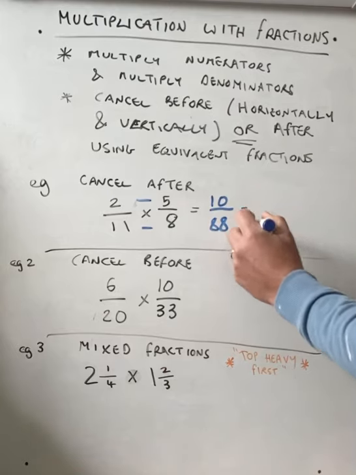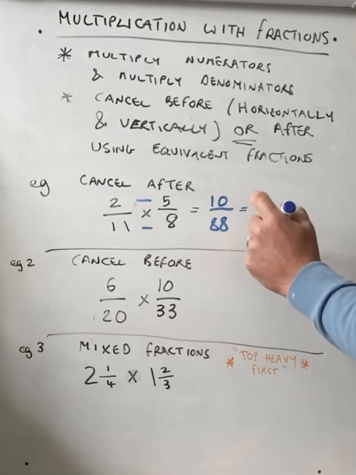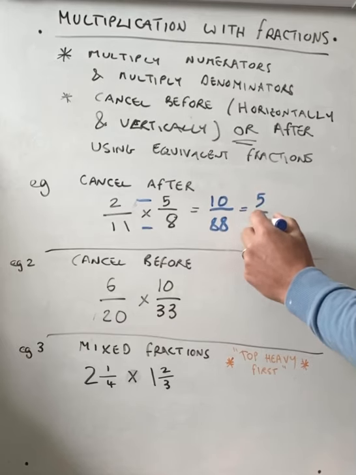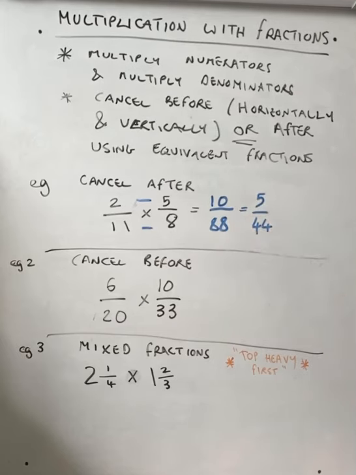And if we simplify that, we can see these are both even numbers, so we can half them both, which gives us 5 over 44. We can't cancel down any more now because 5 is a prime number. It's only divisible by 1 and 5. And 44 is not divisible by 5, so we can't cancel it down anymore.